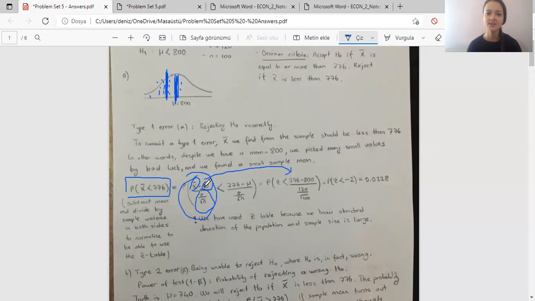This left-hand side, since we normalized it, has become a Z, okay? And the right-hand side, we have written this 776 and then subtract the true mean and divide this thing by the standard deviation of sample mean, and we get this, okay? Probability of Z is less than -2. And we're just looking at the table right now. So we're finding the probability 0.0228. So this is the probability of committing a type 1 error. This is alpha.